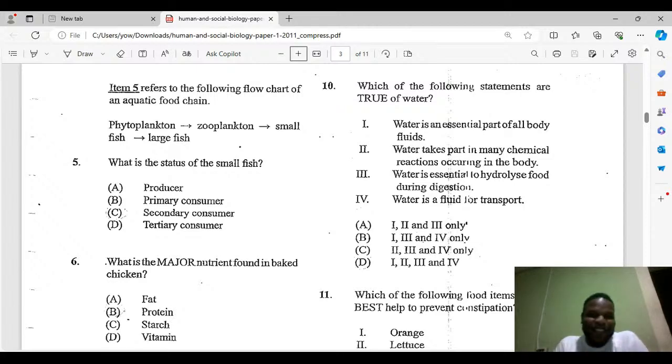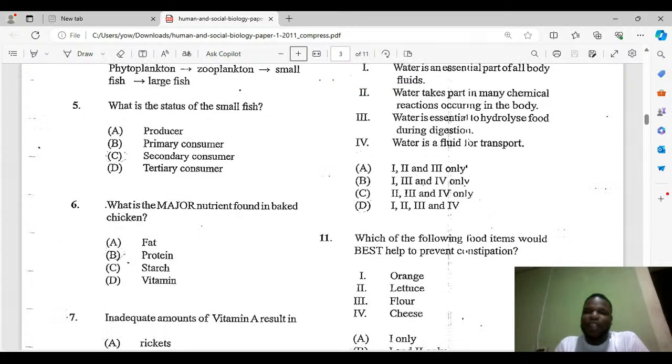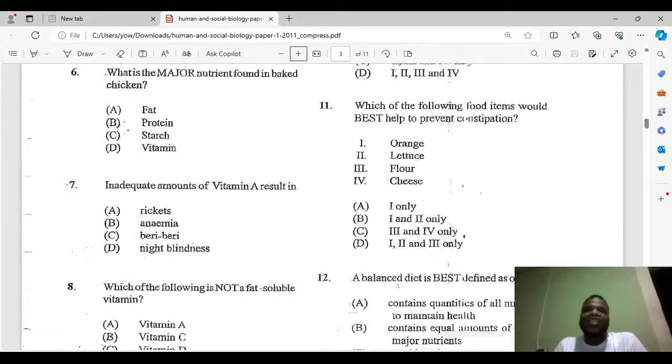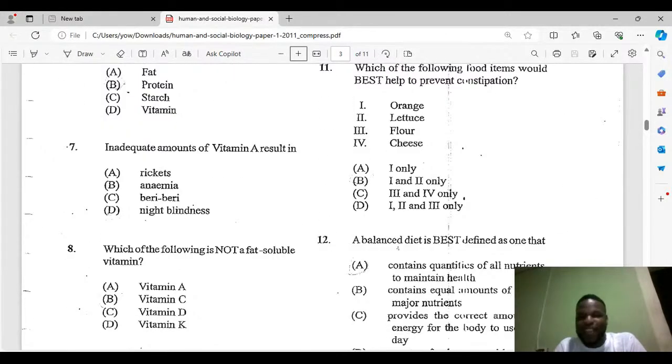Alright. Moving on, 11. Which of the following food items would best help to prevent constipation? We all know constipation is when you can't do number 2 at the bathroom, you have to strain. So if you strain, what's the best food to help prevent that? Is it orange? Is it lettuce? Is it flour? Is it cheese?